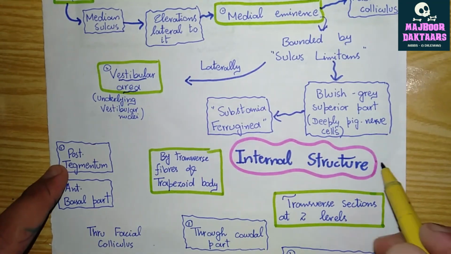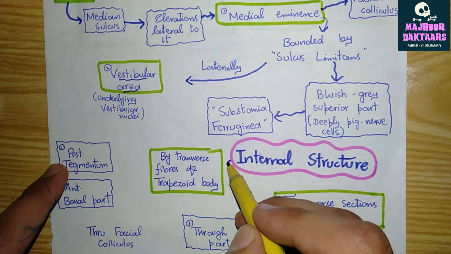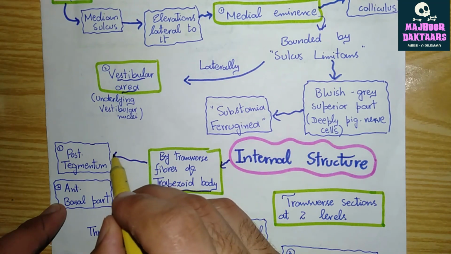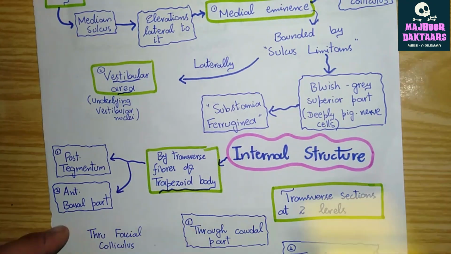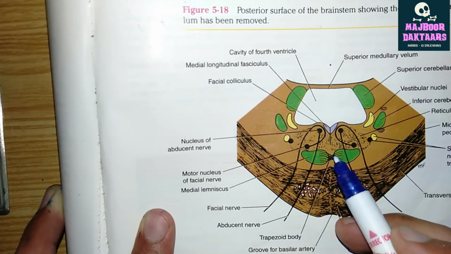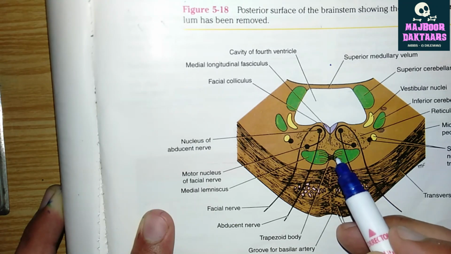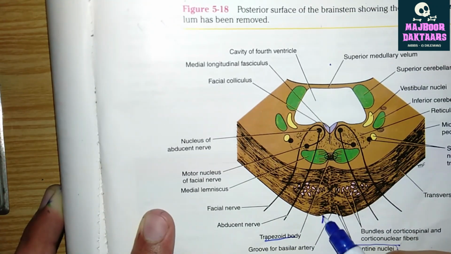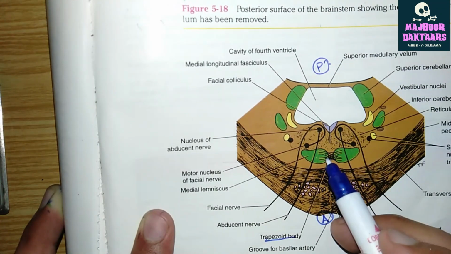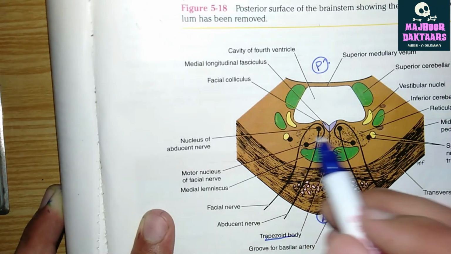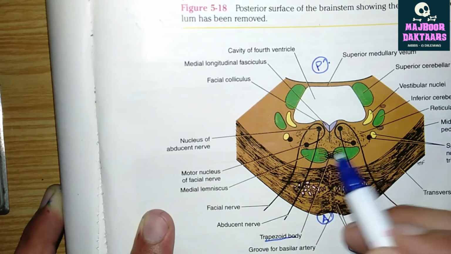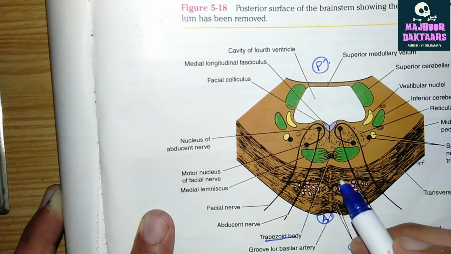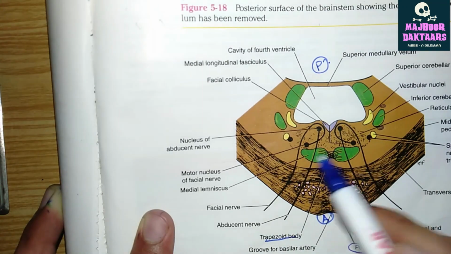Now talking about the internal structure of the pons, there are transverse fibers of the trapezoid body which divide its cut section into a posterior tegmentum and an anterior basal part. Here is the cut section of the pons, and this area, which contains fibers arising from both sides, is known as the trapezoid body. Now this is the anterior side of the pons, and this one is the posterior side. So the area behind the trapezoid body is known as the tegmentum, while the area in front of the trapezoid body is known as the basal part.